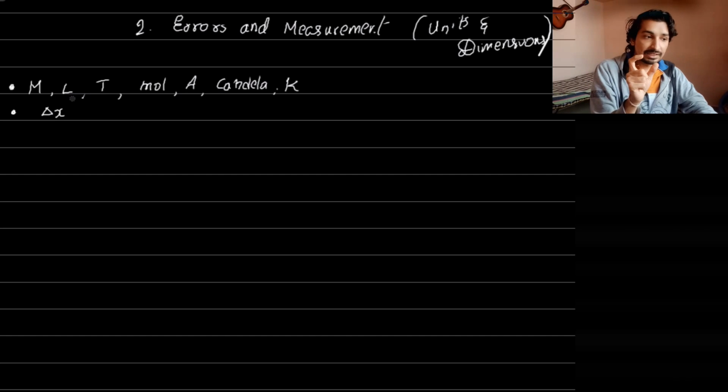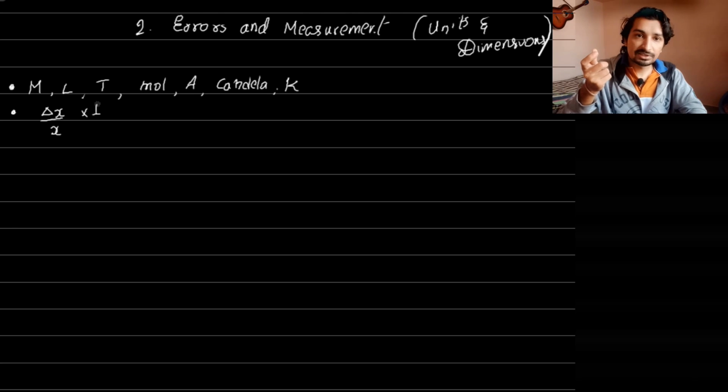So the actual length of an object is, say, 10 centimeter, and I get 10.2 centimeter. So 0.2 is the error. Then you divide the error by the length, 0.2 divided by 10. That is called the relative error. And when you multiply the relative error by 100, you get the percentage error.